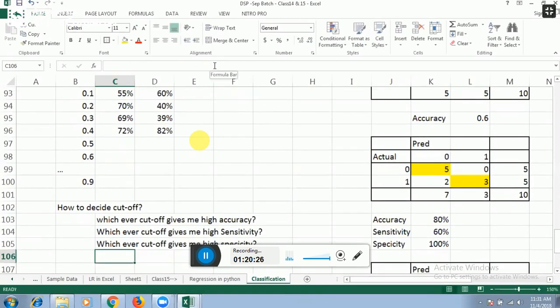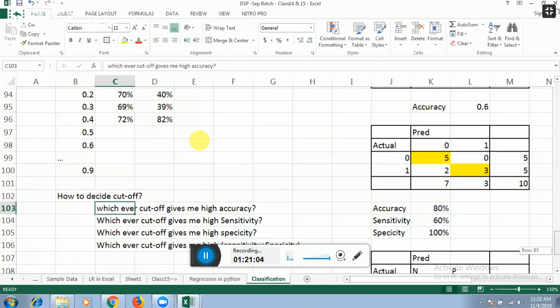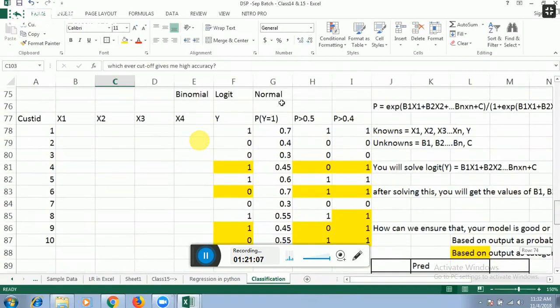So these are the typical approaches we take, but generally what we do is whichever cutoff gives me high sensitivity plus specificity, the total, because at the end of the day I should have a high sensitivity and high specificity. The summation, whichever gives the high sensitivity plus specificity, can be one of the best cutoffs to choose. Or you can also look at the accuracy. So this is the methodology we will use to choose the best cutoff.